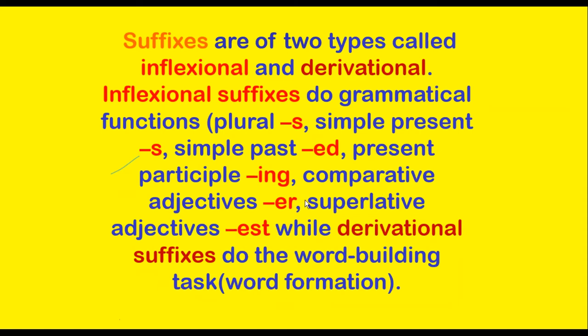Then comparative adjectives er and superlative adjectives est. When we take this word tall, taller is the comparative form, the comparative degree of the adjective, while tallest becomes the superlative form of the same adjective. Tall, taller is the comparative adjective, tallest the superlative adjective. Here, both er and est function grammatically.